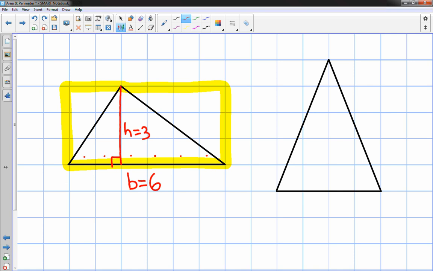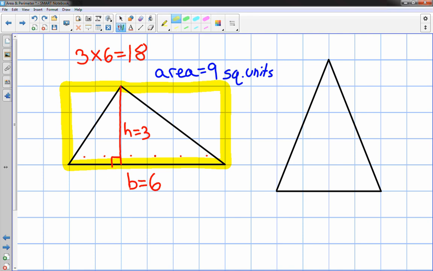So if I do 3 times 6, I'm going to get 18. Well, 18 would be the entire rectangle. Well, we just want half of 18. So it's going to be 9. 3 times 6 is 18, and then we want half of 18. So half of 18, that's 9. So the area is equal to 9 square units. Hopefully you can see that.